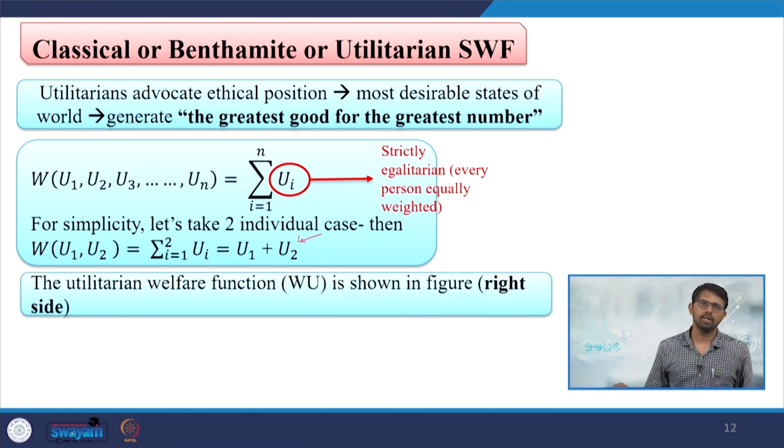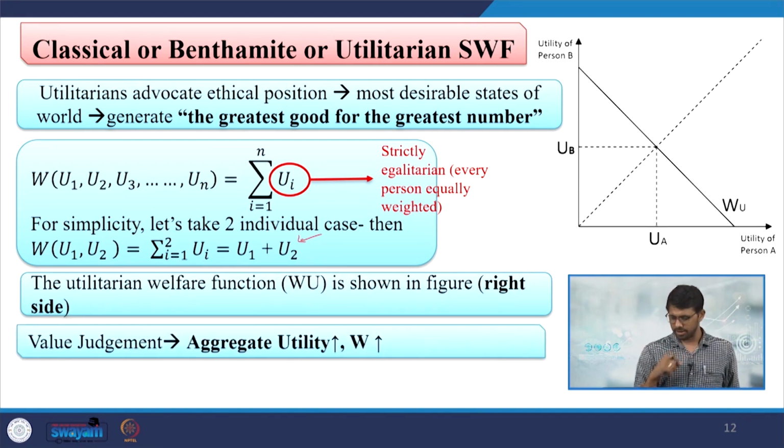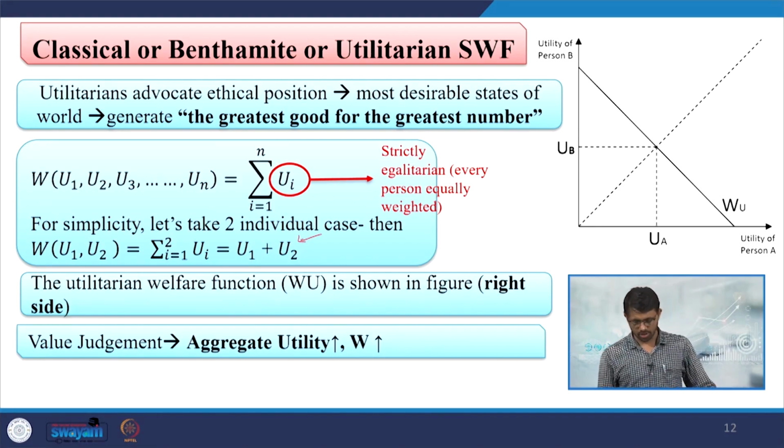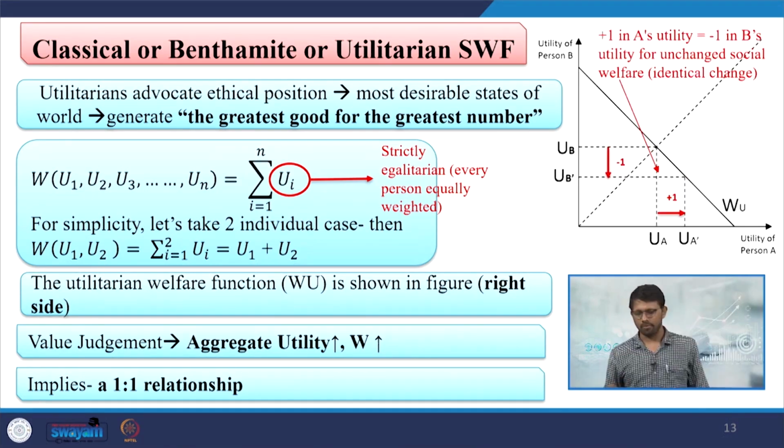And the utilitarian welfare function is shown in this figure, and you can just have a check that it's a straight line as per our equation. There are strong value judgments: aggregate utility increases, so W also increases. So, it has a one-to-one relationship. Now, with a one-to-one relationship there is a clear trade off between A and B's utility choices, plus 1 in one's utility will be a compensation of another one, and hence we will attain the maximum possible utility bundle.